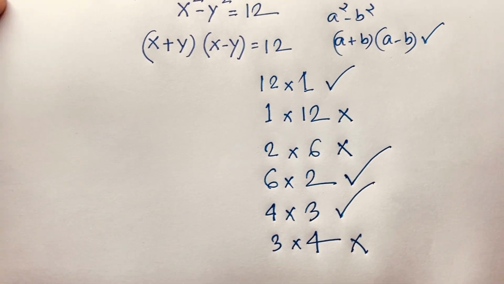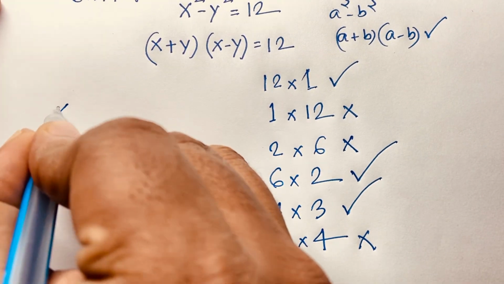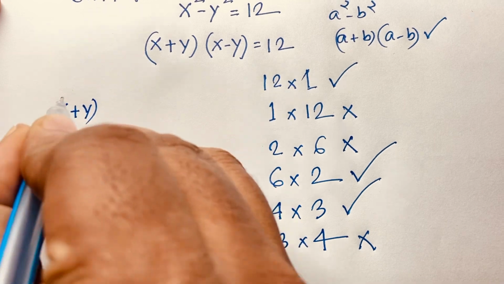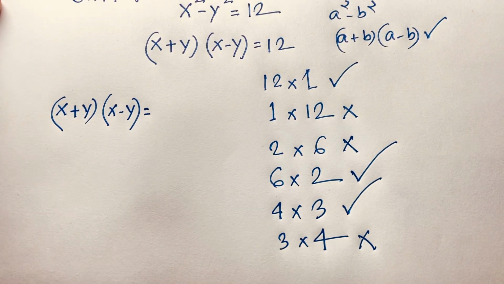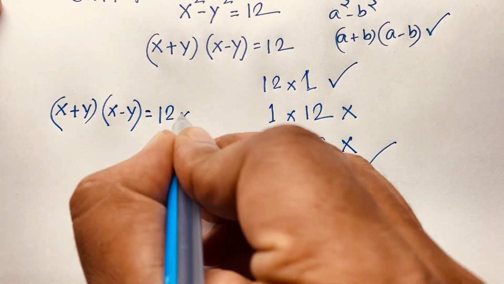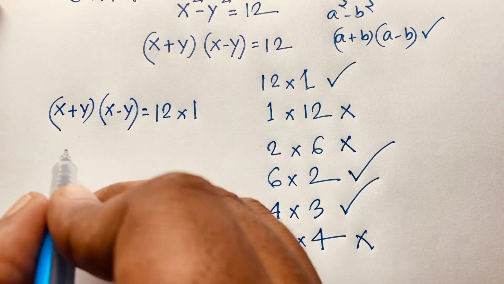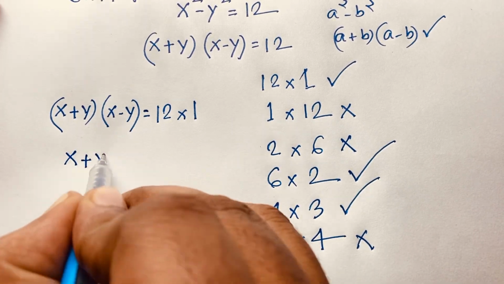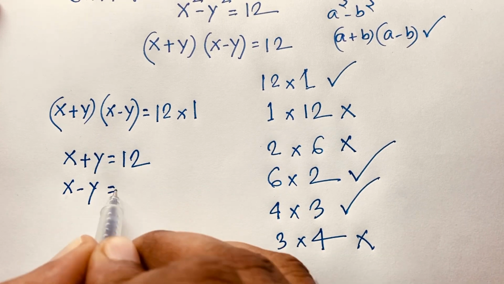First of all, our first case. I take our equation, x plus y times x minus y is equal to, first of all, I take this value, 12 times 1. Now at this moment, you can see easily that x plus y is equal to 12, and x minus y is equal to 1.